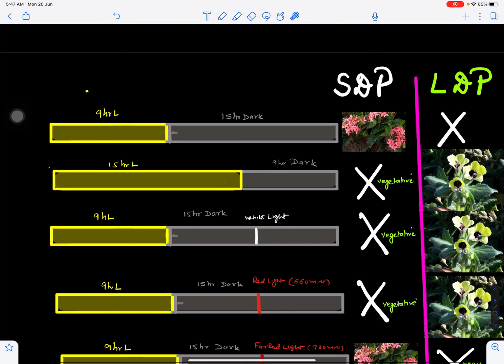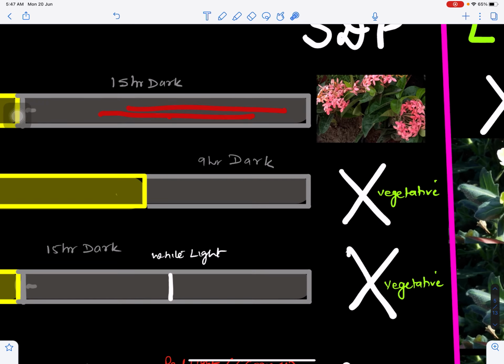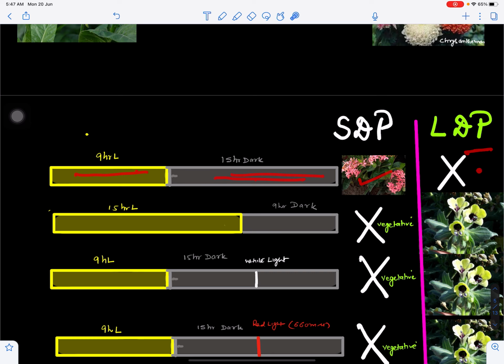Now we'll discuss how this is happening. Supposing this is a plant which requires 9 hours of light and 15 hours of dark, right? And if we are giving 9 hours of light and 15 hours of dark, and the dark period is also continuous, so if it is a short day plant, flowering will take place. But if it is a long day plant, flowering will not take place. Now, supposing we are exposing the plant to 15 hours of light and 9 hours of dark, if it is a short day plant, flowering will not take place. This will remain vegetative, and if it is a long day plant, flowering will take place.